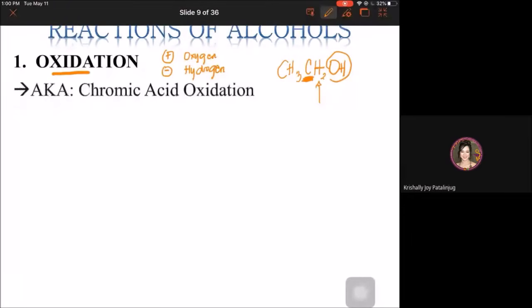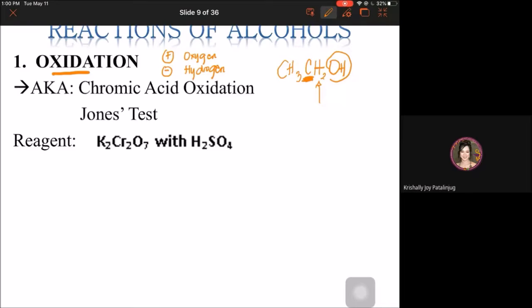Now, oxidation of alcohols is also known as chromic acid oxidation. Kung moingon gid ka nga alcohol na-oxidize, that process may also be termed as chromic acid oxidation. Why? That is because the most common oxidizing agent na gamit for oxidation of alcohol is chromic acid. Chromic acid is usually produced via reacting potassium dichromate with sulfuric acid. So ang common nga reagent nga ginagamit in oxidizing alcohol is a strong oxidizing agent in the form of chromic acid.